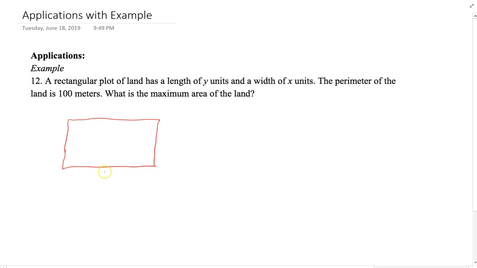Let's call this x and y. And so perimeter would be 2x plus 2y. And we're also told that perimeter is equal to 100. So therefore the equation can be 2x plus 2y equals 100.